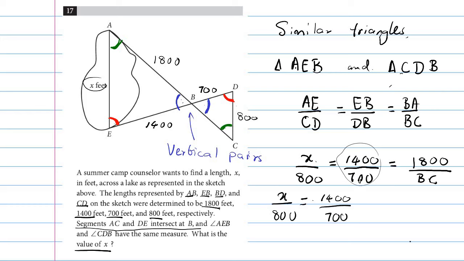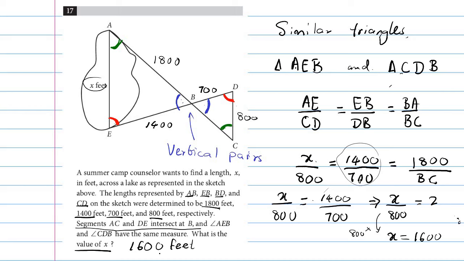1400 over 700. Dividing 1400 by 700 is just 2. So what do we have? x over 800 is equal to 2, because 1400 over 700 is just 2. You multiply both sides by 800. You get x equals 1600. So this should be the answer, 1600 feet.